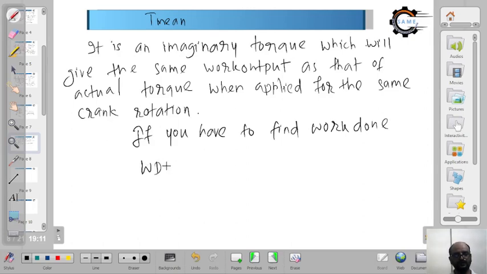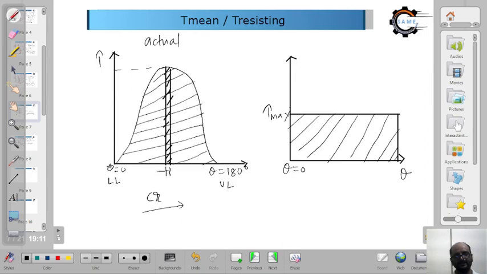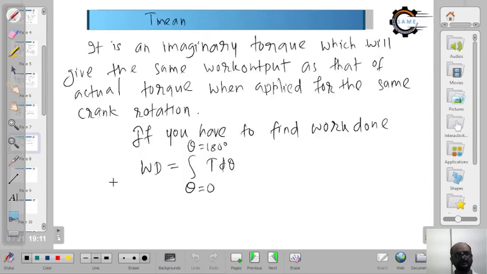Work done is equal to the integral from theta lower limit 0 to theta upper limit 180 degrees of T dθ. The strip I have considered is dθ, and I have to take the torque into dθ, which equals T mean into theta.